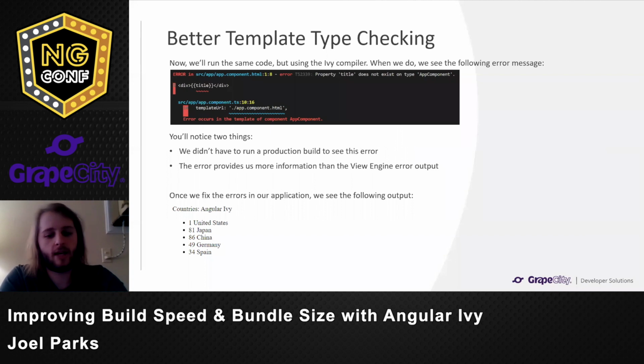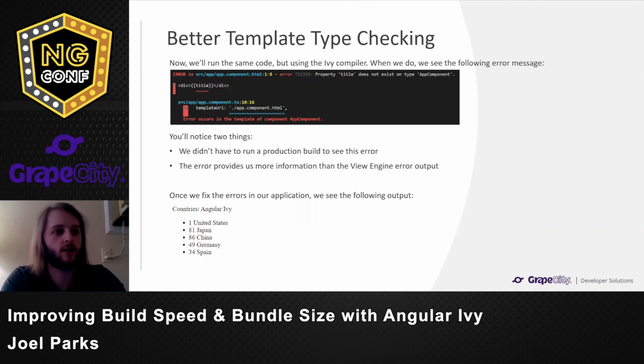Now we'll take a look at how Ivy handles type checking when building a project. While using Ivy, we'll navigate back to the tsconfig.json file and make sure that full template type check is set to true. And now when we run the application using just ng build, not ng build prod, we'll see a similar error to the one that we had seen previously with the production build.